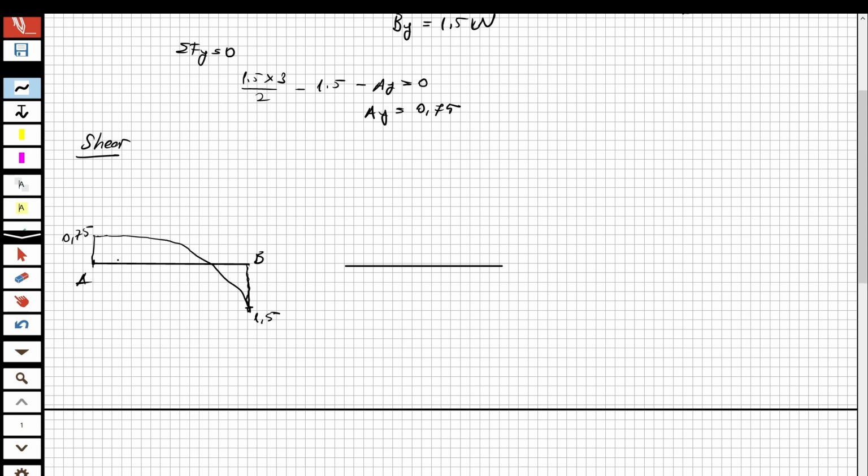Now I guess you understand how we're going to draw the shear diagram, but I'm just going to find the point where it changes sign, where it changes direction.